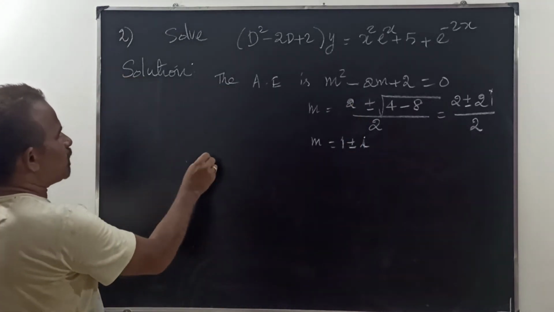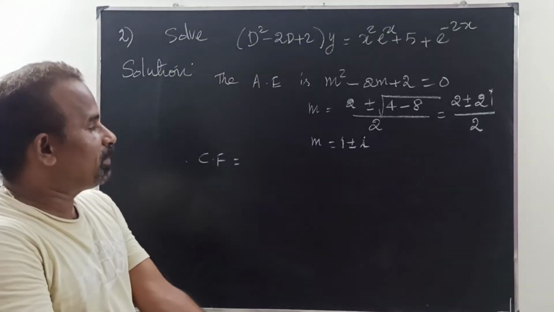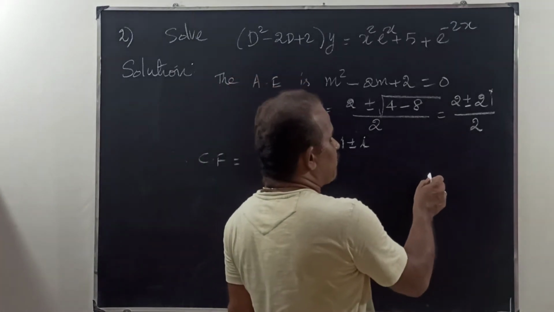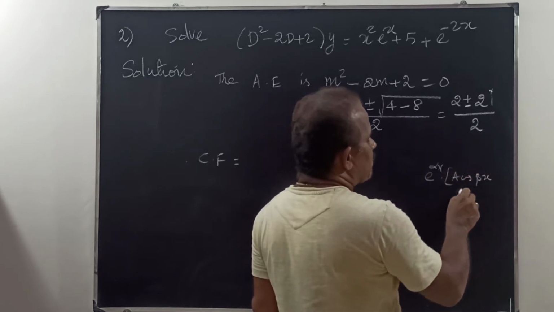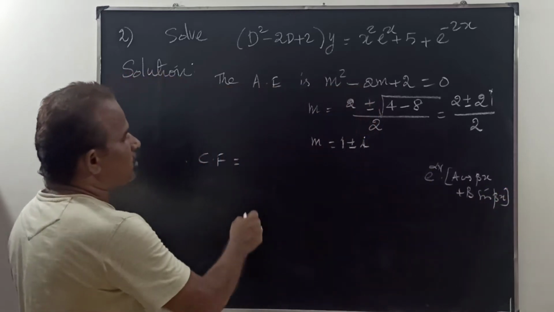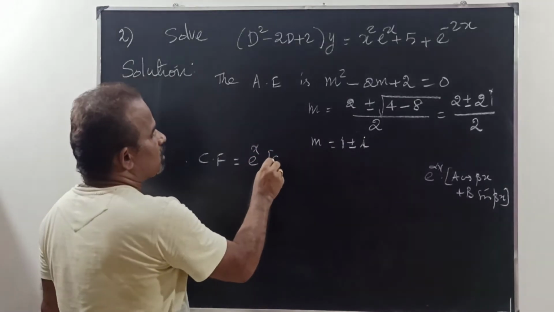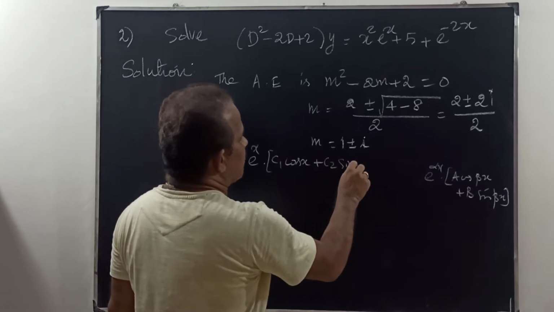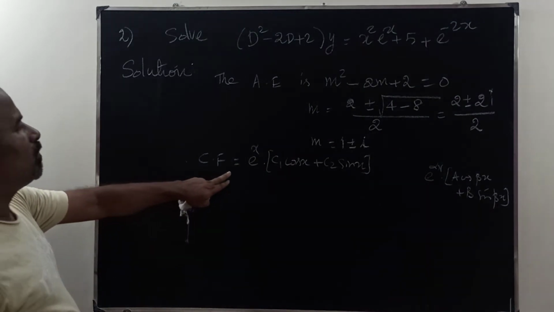So therefore the complementary function is equal to e power alpha x, because the roots are imaginary. The complementary function is equal to e power alpha x into a cos beta x plus b sin beta x. So this is the rule. Therefore, with alpha equal to 1 and beta equal to 1, the complementary function is e power x into c1 cos x plus c2 sin x. So this is the complementary function.